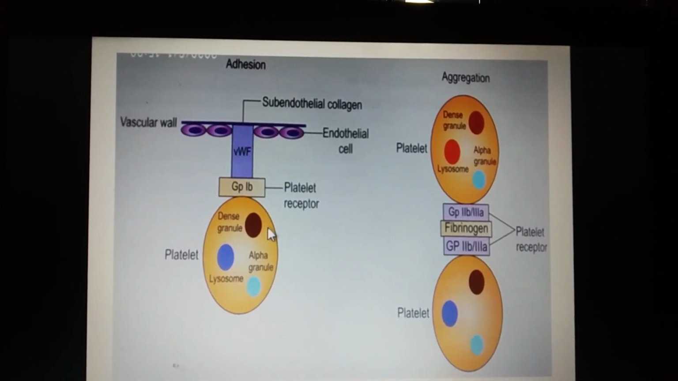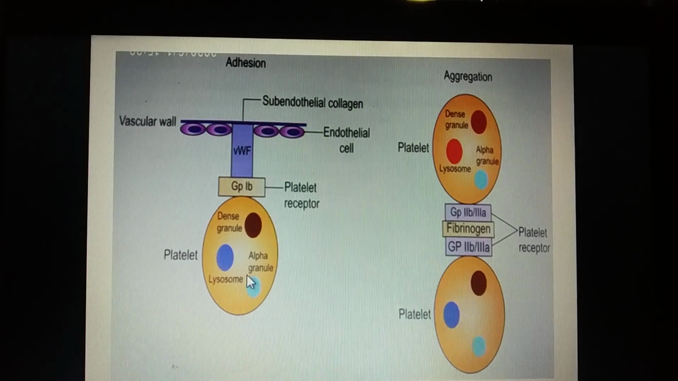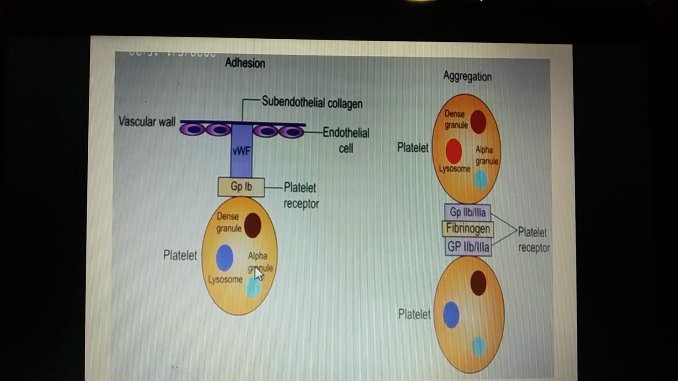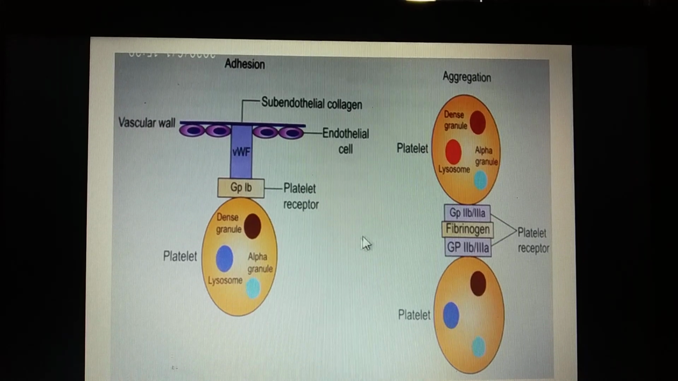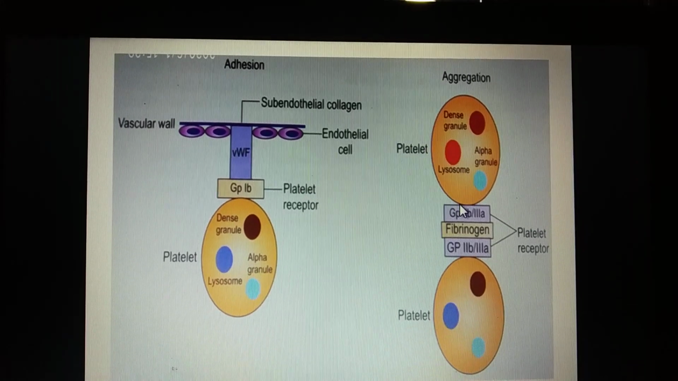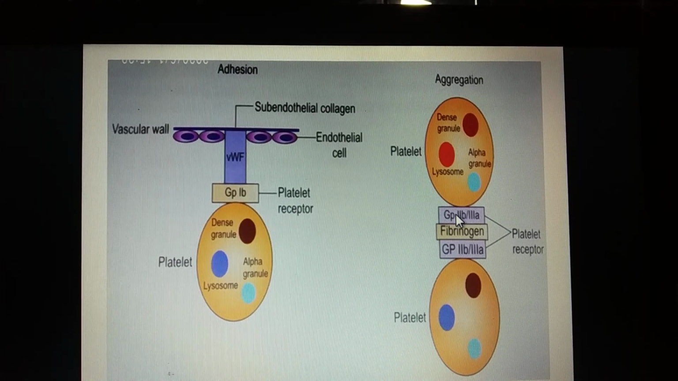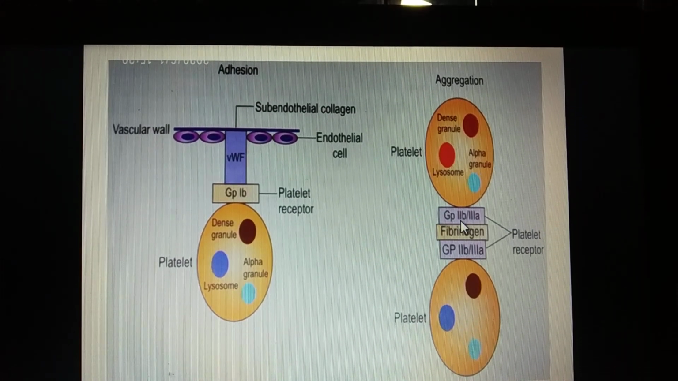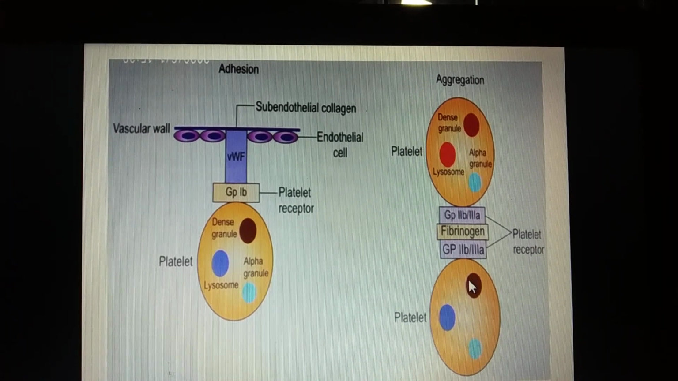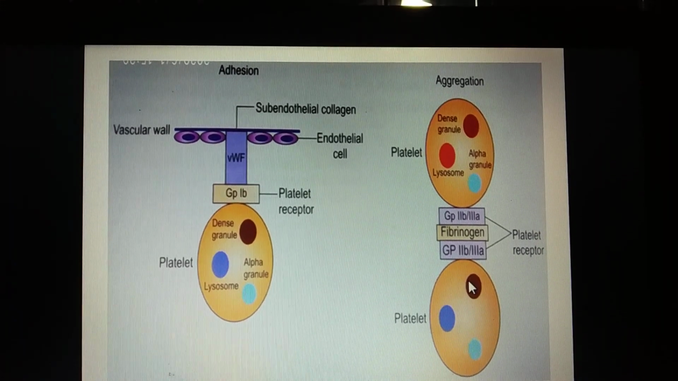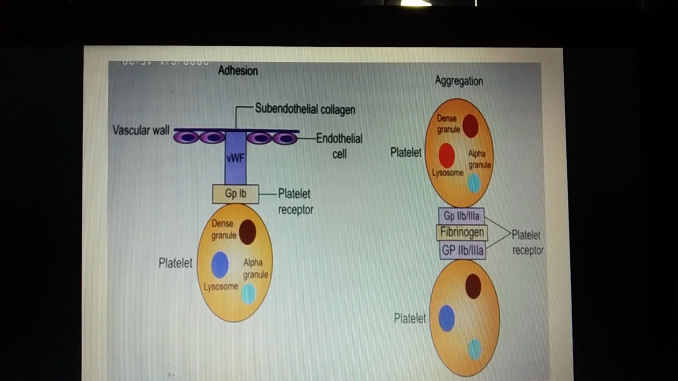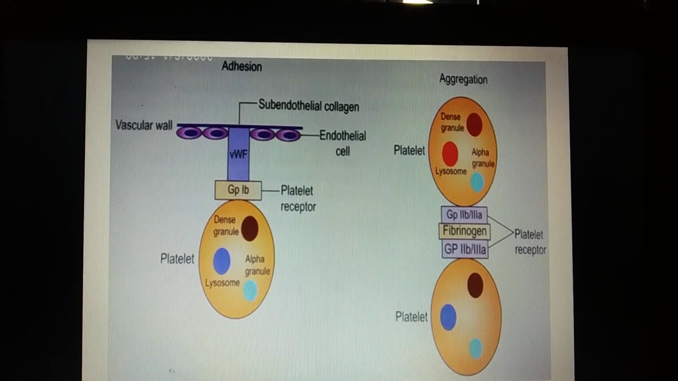Now after adhesion, there is some enzymatic reaction, and the several enzymes present in the cytoplasm of platelet are released and the platelet is activated. Now due to these enzymes, another receptor, which is called glycoprotein 2b or 3a, is exposed over the surface of the platelet and gets attached to the other platelet receptor with the help of fibrinogen.